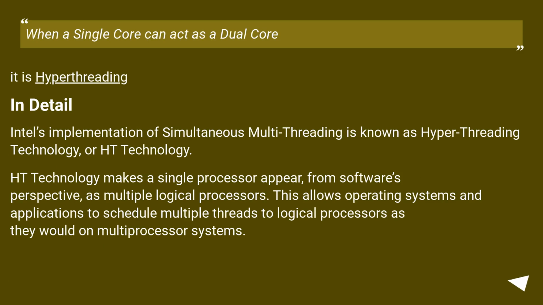When a single core can act as a dual core, it is hyperthreading. In detail, Intel's implementation of simultaneous multithreading is known as hyperthreading technology, or HT technology. HT technology makes a single processor appear, from software's perspective, as multiple logical processors. This allows operating systems and applications to schedule multiple threads to logical processors as they would on multiprocessor systems.